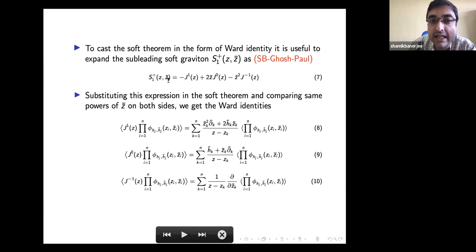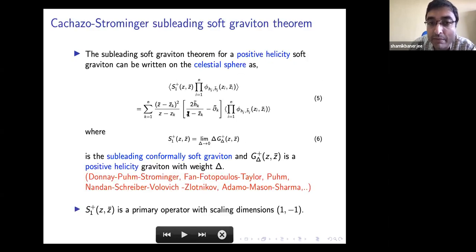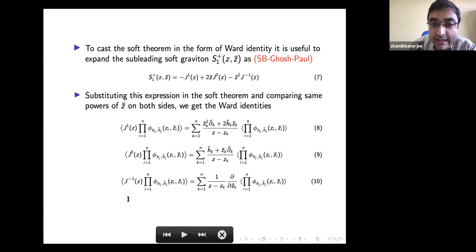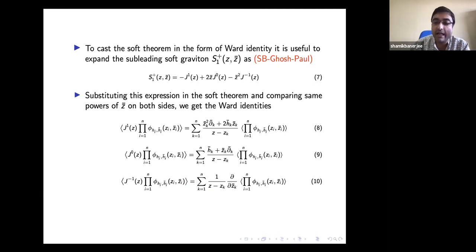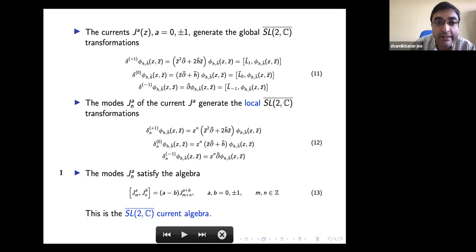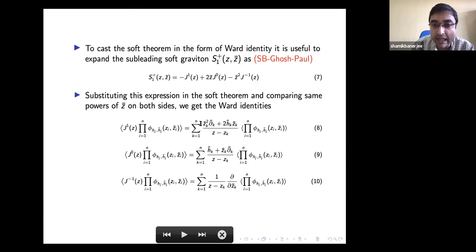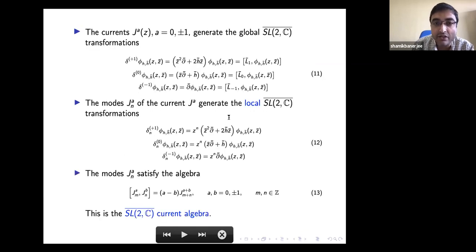And now if you take this expansion and substitute it back in this subleading soft theorem, what you get is three Ward identities, and you can easily recognize them as the Ward identities for the SL2C bar. These Ward identities are equivalent to the global SL2C bar transformation of this form. For the first one, if you look at J1(Z) and the residue at the pole Z equal to Z_k, then the transformation is just this, which is the standard L1 bar acting on phi. Similarly, delta naught is L0 bar, and delta minus 1 is L bar minus 1 acting on phi.